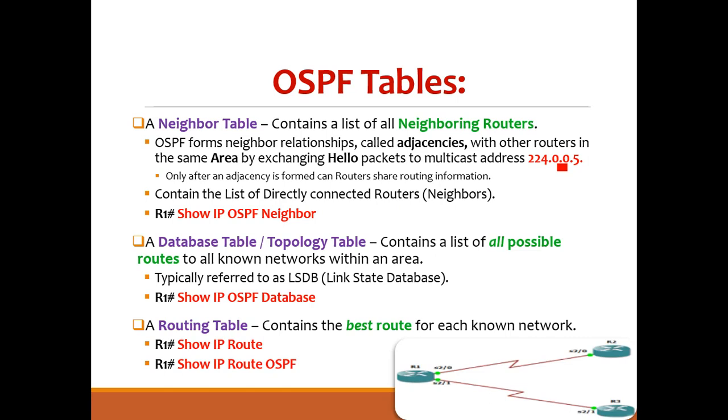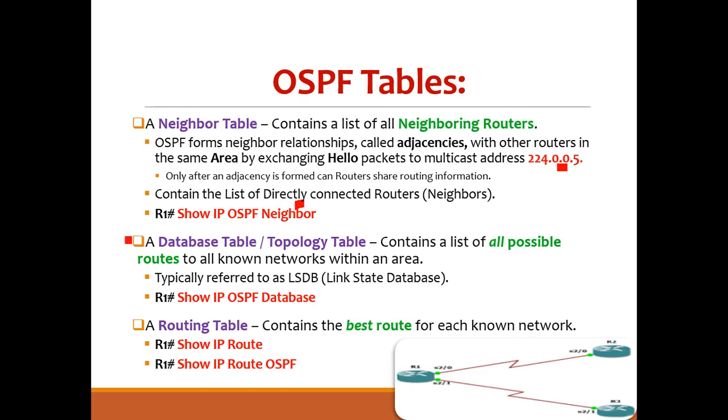Now in the neighbor table you will have the list of neighbors who are directly connected to you. To find out who is my neighbor, the command is show ip ospf neighbor.